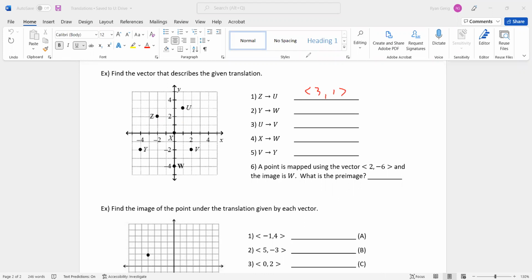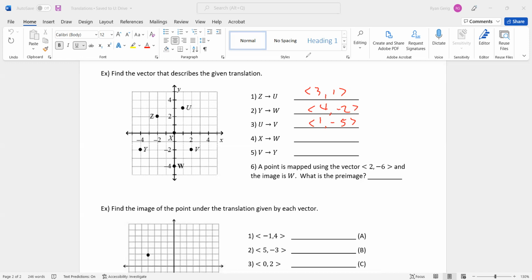Y to W, well, I'm going to the right 1, 2, 3, 4, and I'm going down 2. Down 2 is -2. Okay, U to V. A lot of people are going to go down first. Make sure you always go left and right first. So U to V, I'm going to the right 1, and then I'm going to go down 1, 2, 3, 4, 5. And there's my vector.